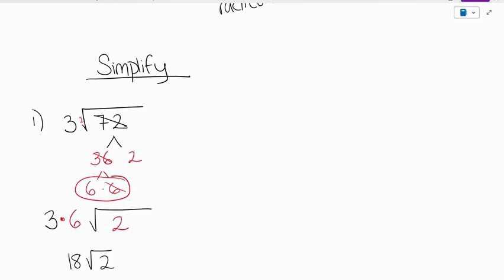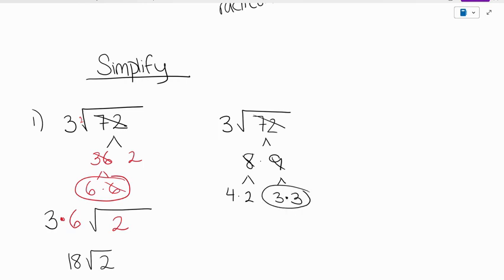All right, let's say you took the longer way there. Let's say you didn't choose 36 and 2. Let's say you chose 8 and 9. You're going to be doing more work now. It's still going to get you the same answer, but you're going to be doing more work. So 8, do we all agree that 8 is 4 and 2? And 9 is 3 and 3? So there's a pair of 3s.